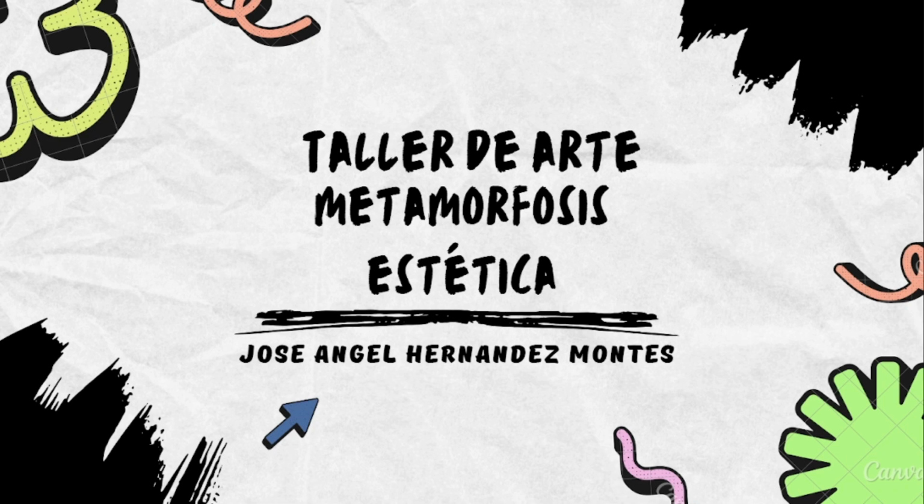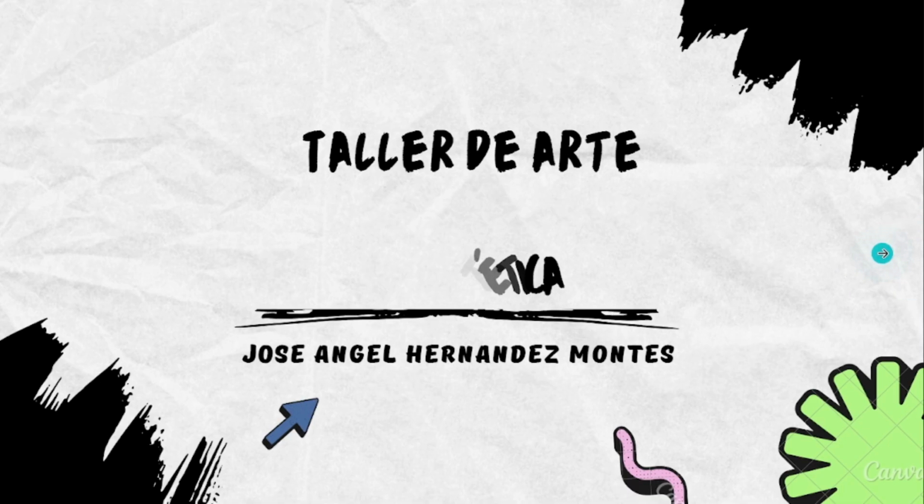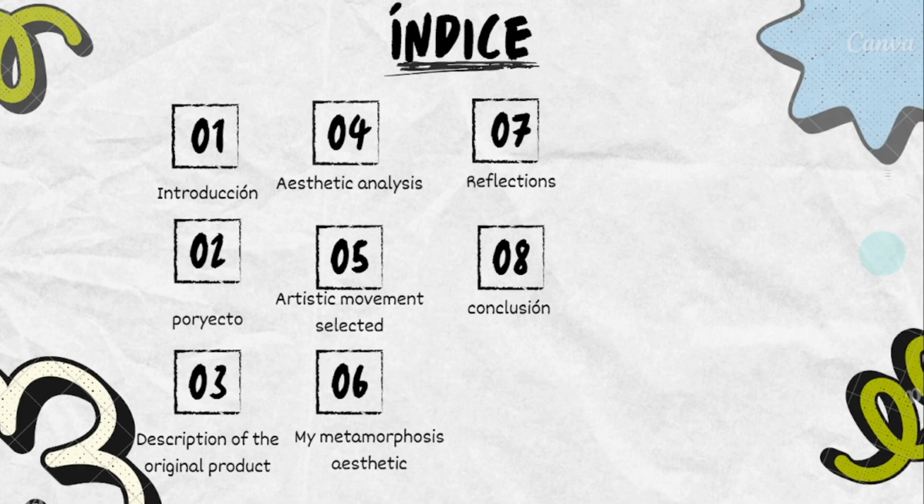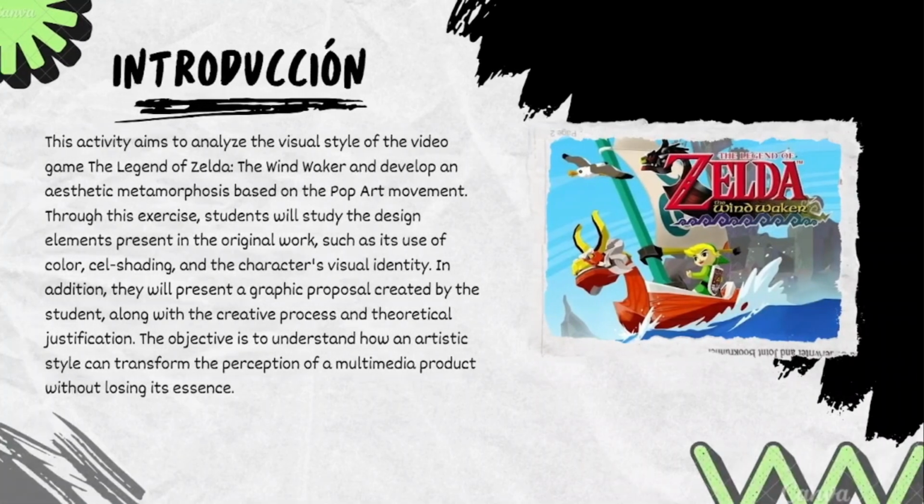In this video, I present my project on the aesthetic metamorphosis. This is the outline: introduction, the project, description of the original product, aesthetic analysis, artistic movement selected, my metamorphosis, artistic reflection, and conclusion.